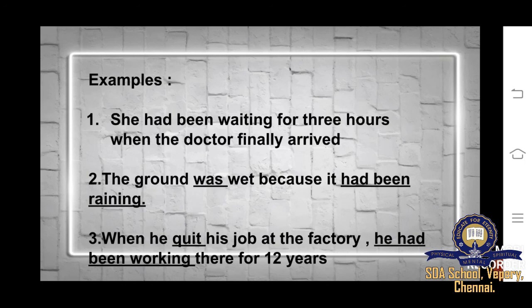Some more examples. The ground was wet because it had been raining. It had been raining first, and so the ground was wet. Next one. When he quit his job at the factory, he had been working there for 12 years. So remember that the past perfect continuous tense is used to talk about a continuous action in the past before another finished action.